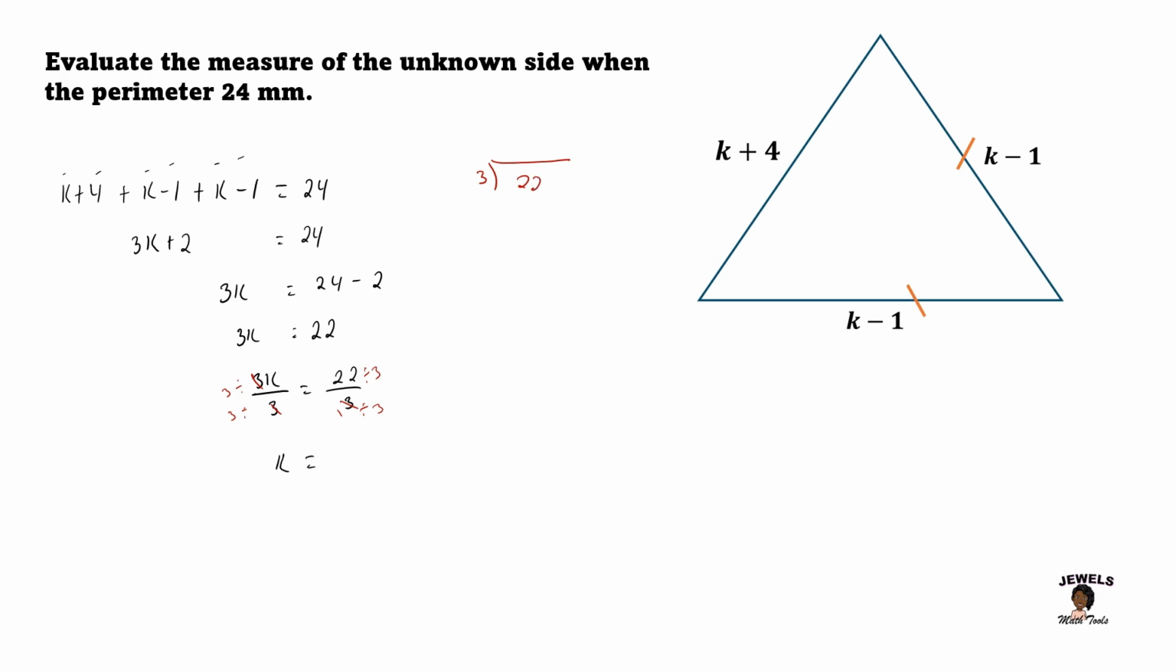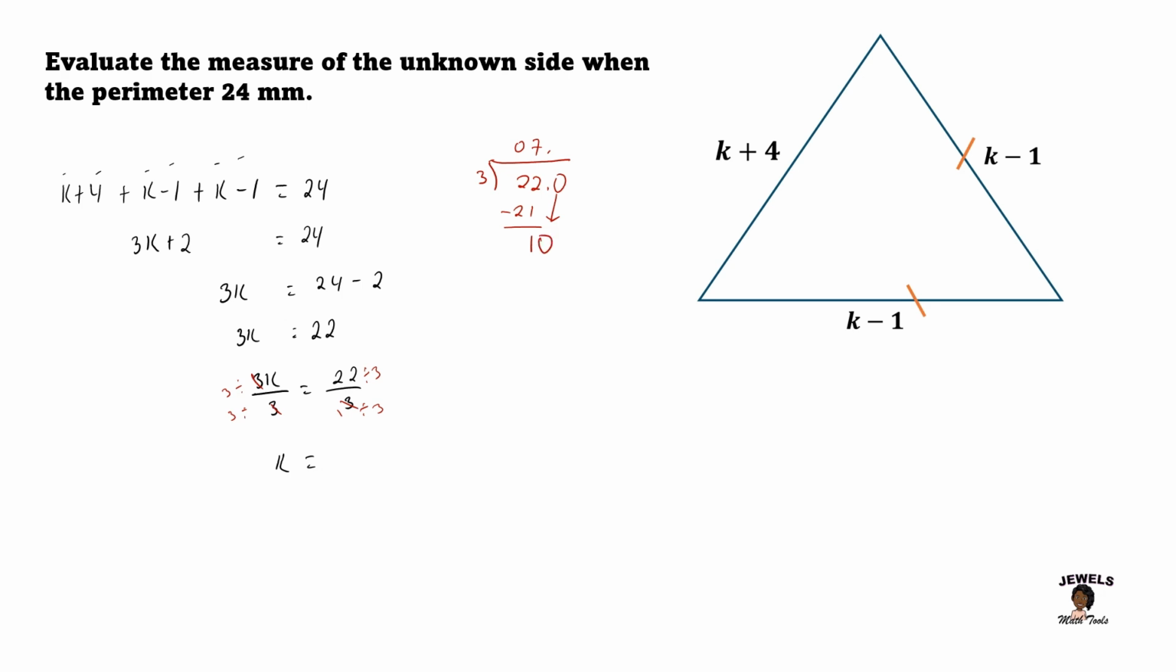Remember that when you're dealing with measurements, you would want your answer to be as accurate as you can. So 3 can't divide into 2. 3 will divide into 22 7 times. 7 times 3 is 21. And 22 minus 21 will equal 1. We're going to now input our decimal point, add a 0, bring down that 0, and continue dividing.